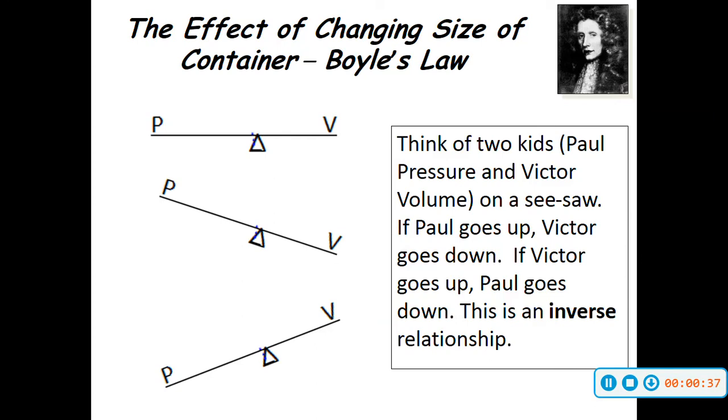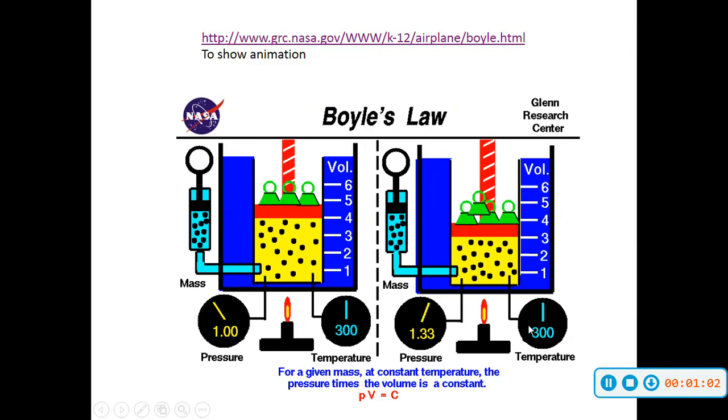Okay, which means that it's an inverse relationship. If we were taking a look at pressure and volume, if pressure goes up, then that means volume is going to go down. And if volume goes up, pressure is going to go down. Okay, so think of two kids, Paul Pressure and Victor Volume, on a seesaw. If Paul goes up, Victor goes down. If Victor goes up, Paul goes down. This is an inverse relationship.